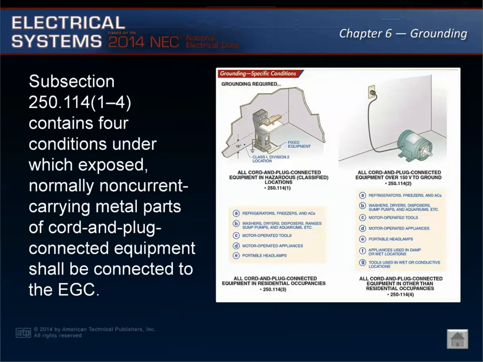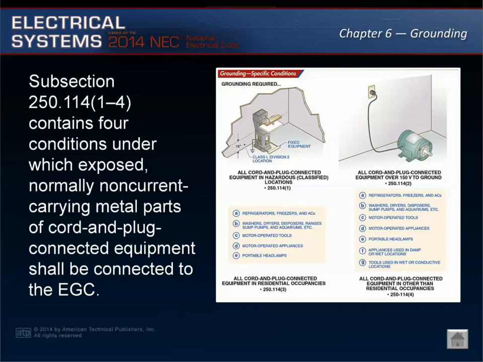Grounding cord and plug connected equipment poses some design considerations beyond those required for fixed or fastened in place equipment. Cord and plug connected equipment is more susceptible to physical damage, which could affect the integrity of the equipment grounding conductor. One potential solution to this problem has been the advent of double insulated equipment, which in some cases can be used in lieu of a separate grounding conductor.